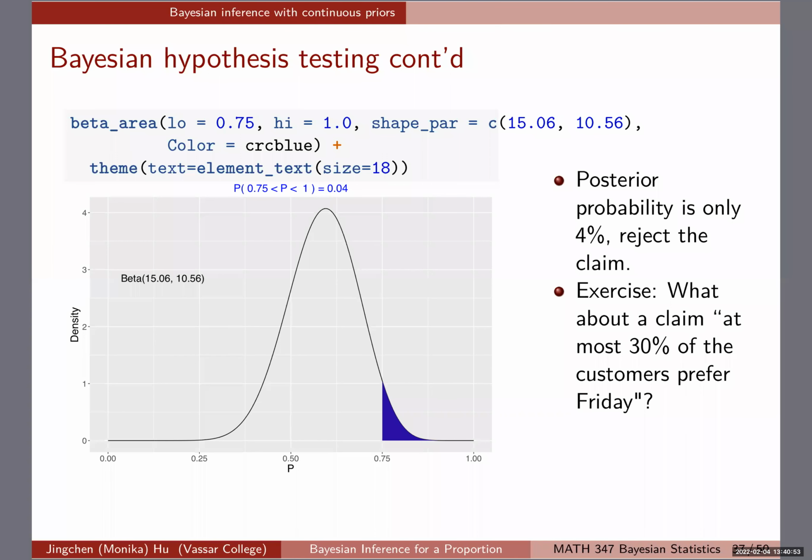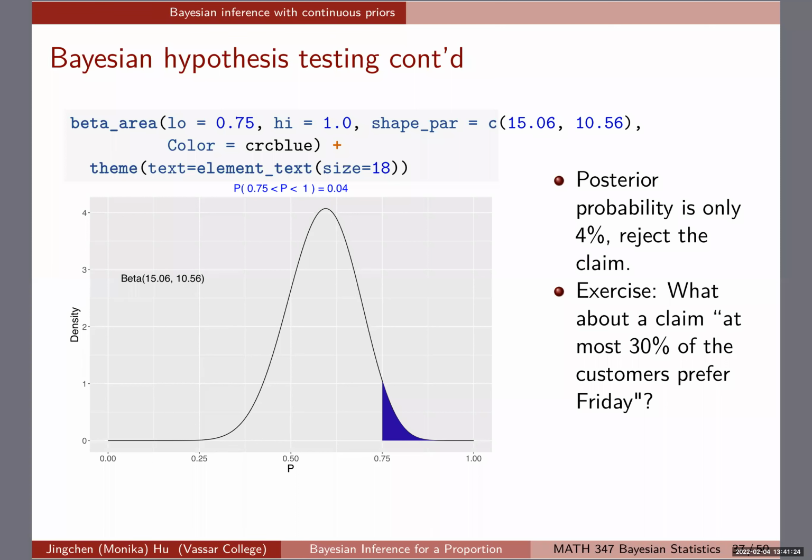Yeah, so on this, would anybody like to share, maybe you already typed it out using the beta area function and got an actual probability. Even if you don't, we can describe what we could have done using the beta area function to answer this question: at most 30% of the customers prefer Friday. Anyone?